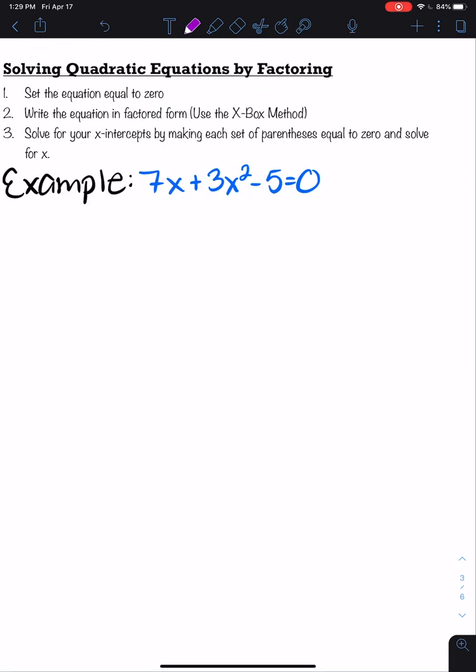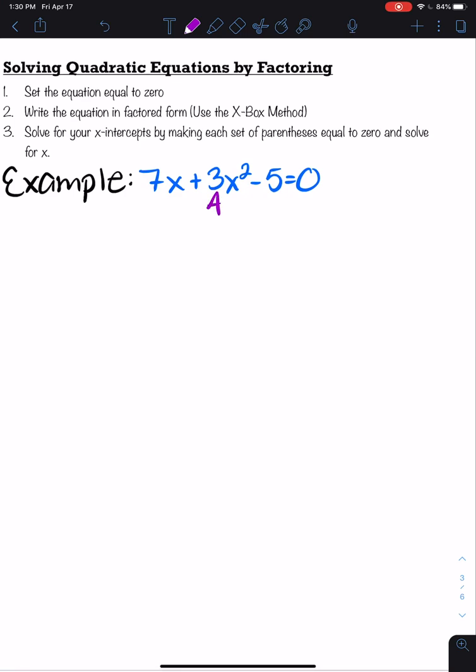Let's try another one. Okay, in this one, my equation is equal to 0, so I can automatically begin my Xbox. I can start writing it into factored form. However, look closely. This is not in standard form because here's my a value and here's my b value. C is still in the correct place. So if it helps you, you can begin by rewriting this into standard form like so.